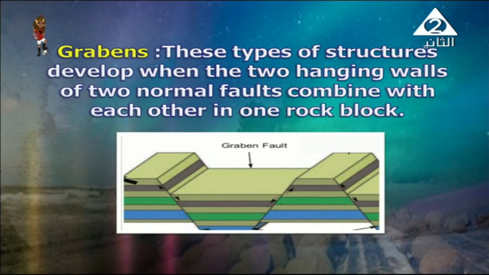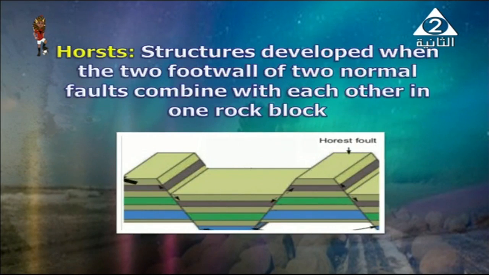In grabens, this type of structure develops when two hanging walls of two normal faults combine with each other in one rock block. Also, we have horst. This type of structure develops when the two footwalls of two normal faults combine with each other in one rock block.